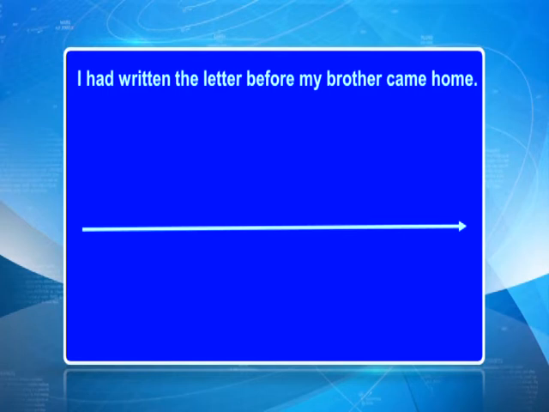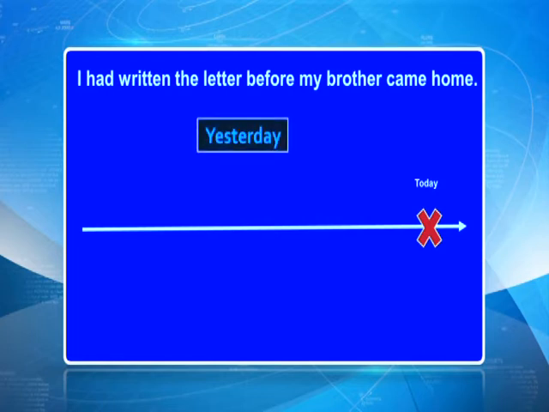So the sentence is, I had written the letter before my brother came home. This is today. I'm not talking about today. I'm talking about two actions that happened in the past, that happened yesterday. And the first one took place at 3 o'clock. Okay? I wrote a letter at 3 o'clock.